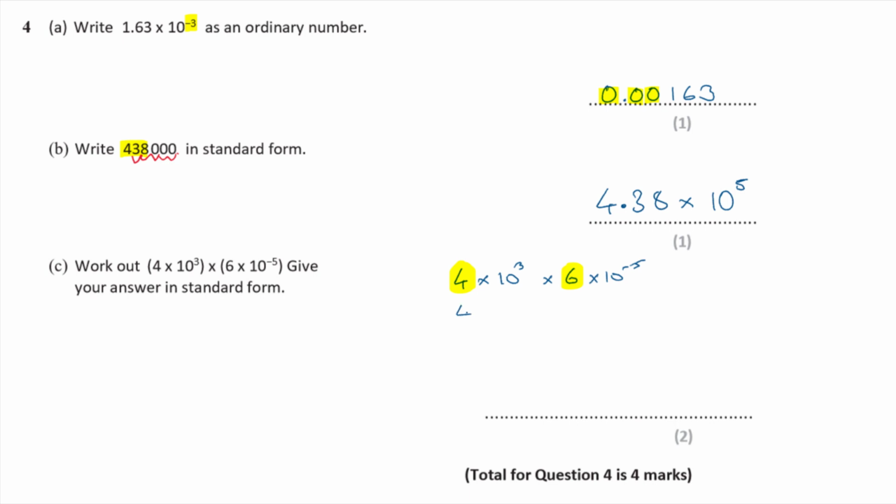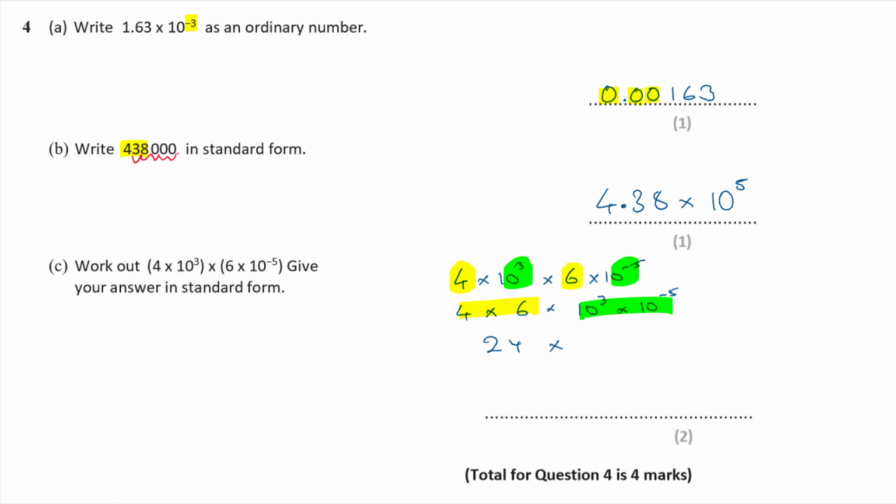So rather than having the 4 there and the 6 there, I'm going to rewrite this so I've got 4 times 6 at the front, and then I'm going to have my 2 powers of 10 at the end. So 4 times 6 times 10 to the 3 times 10 to the minus 5. Okay, and then I'm simply going to multiply those together. So 4 times 6, that gives me 24. And then I'm going to multiply the 10 to the 3 times the 10 to the minus 5.